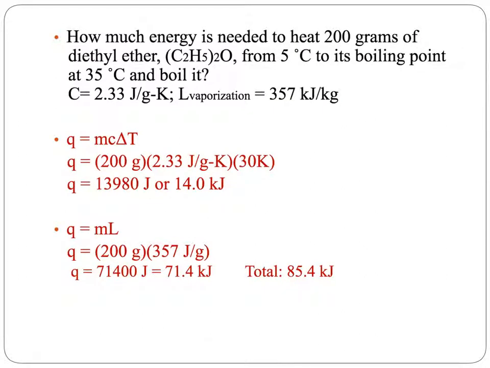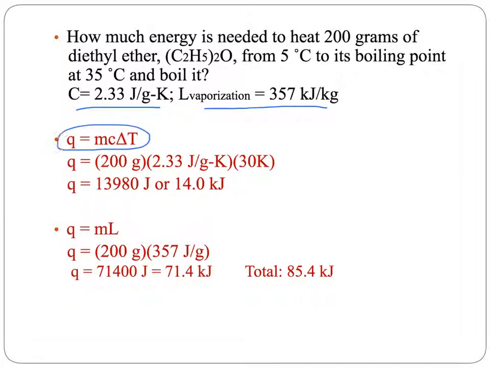So here's an example of a problem that's going to ask you to figure out something related to specific heat and latent heat. It asks how much energy, in this case heat, is needed to change 200 grams of diethyl ether from 5 degrees Celsius to 35 degrees Celsius, which is its boiling point, and then boil it at its boiling point. And while it is boiling, of course, it is changing slowly molecule by molecule from liquid to gas. The constants are given, the specific heat for diethyl ether and the latent heat of vaporization. And so you just need to use the formulas and plug them in.